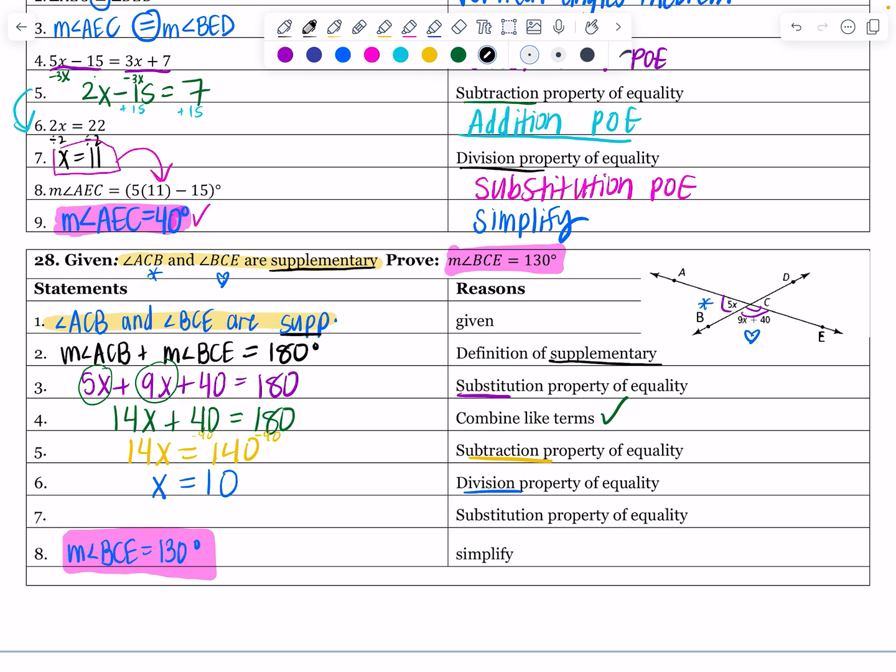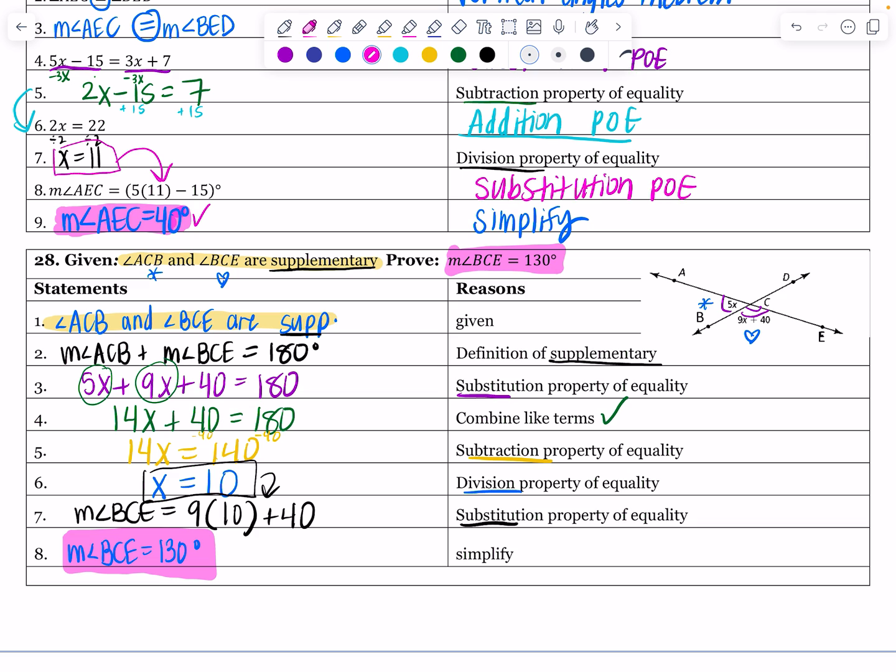If they just said solve for x, we'd be done. But they actually want me to go back and plug it in to find the measure of angle BCE. What do we know about angle BCE? We have an expression for it. What is it? The expression for BCE is 9x plus 40. So I'm going to say the measure of angle BCE is equal to 9 times x. Well, what is x? X is 10, so I'm going to drop that in. 9 times 10 plus 40. Okay? And so that's substitution. I just plugged it into the expression I had.